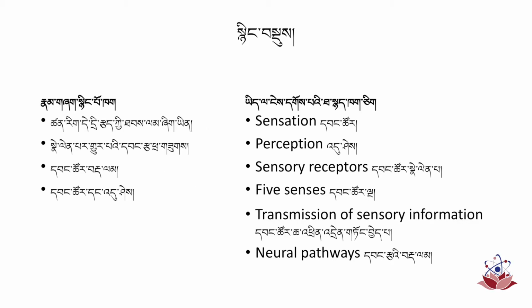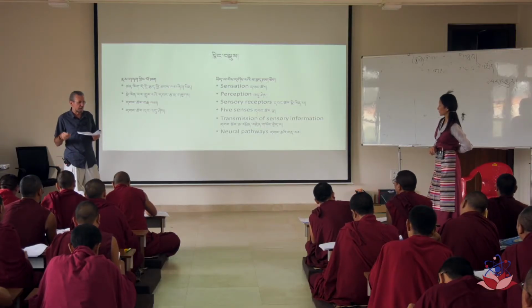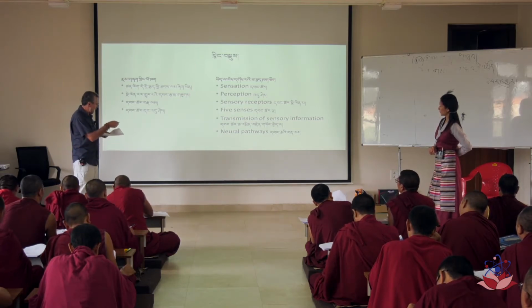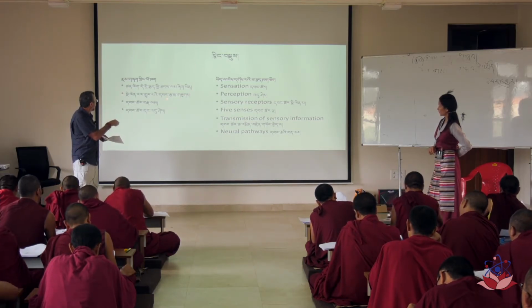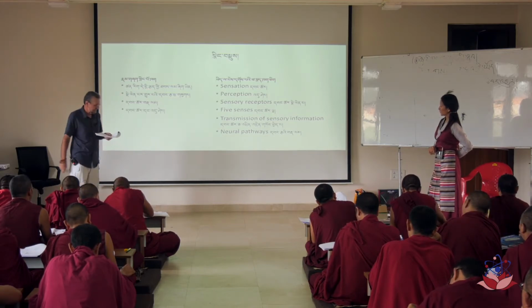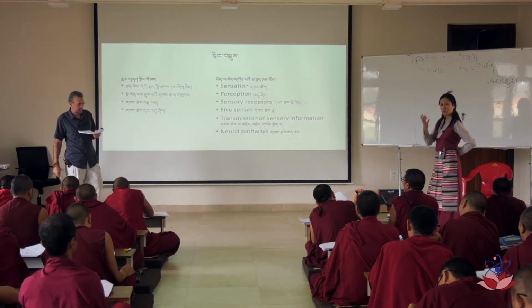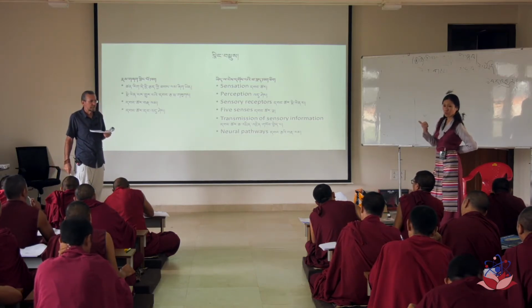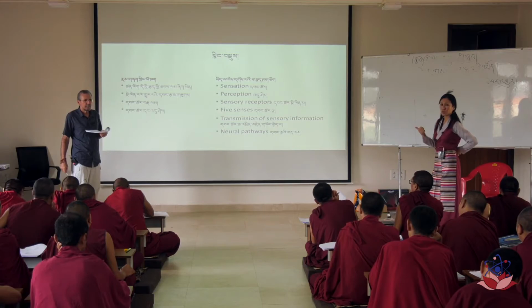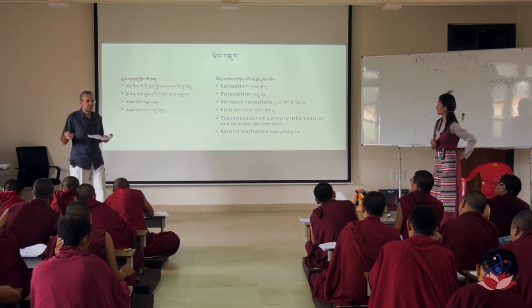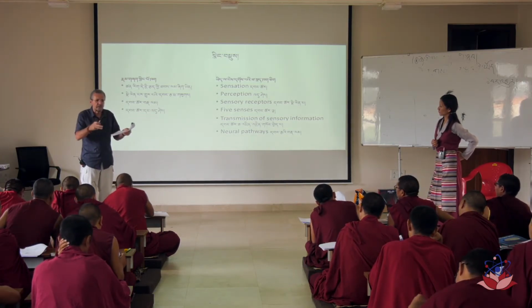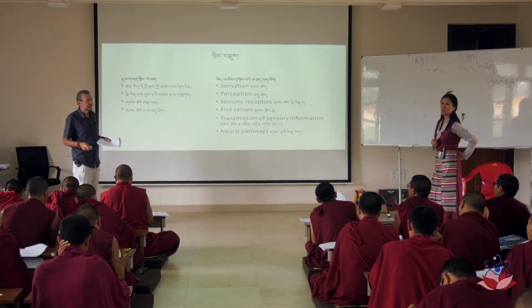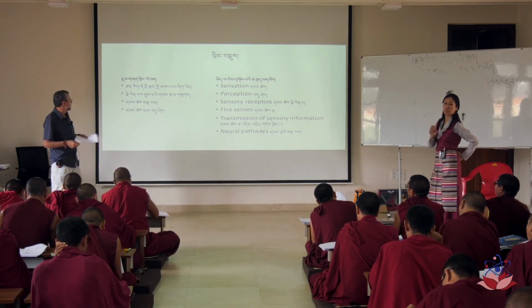For us to perceive our environment, we must have sensory receptor neurons. And these sensory receptor neurons are distinct for each of our senses.